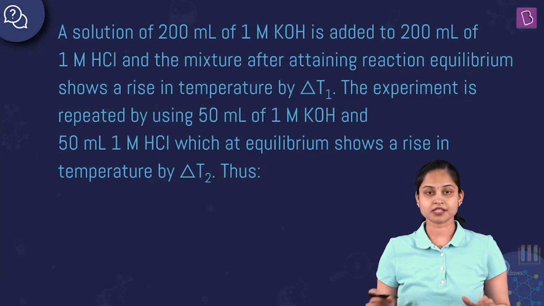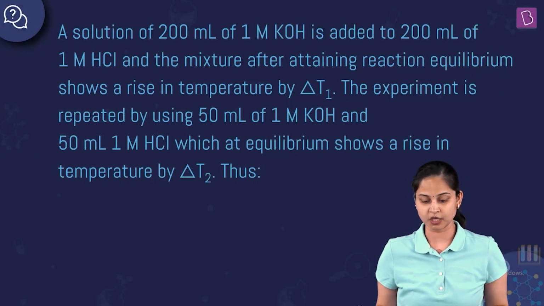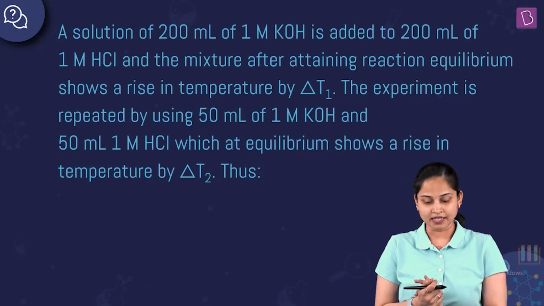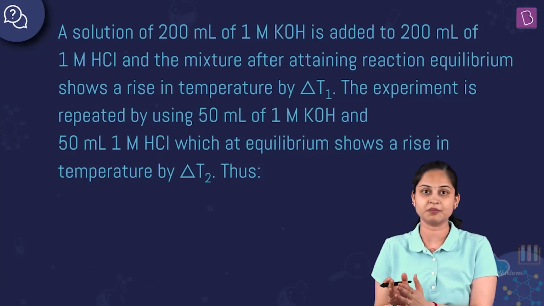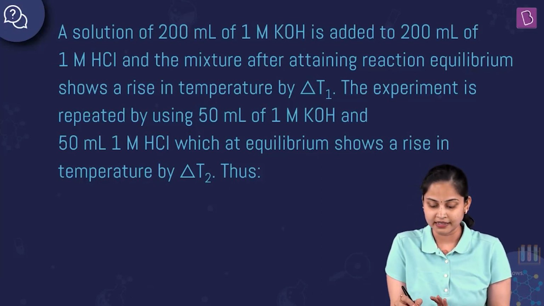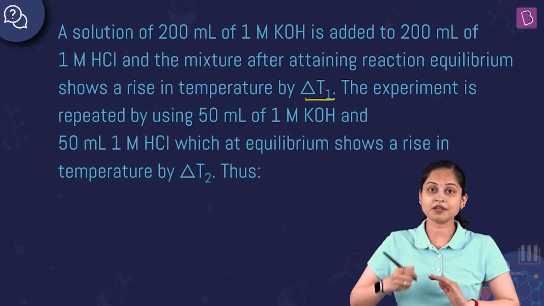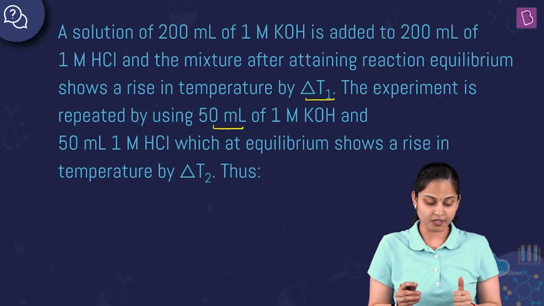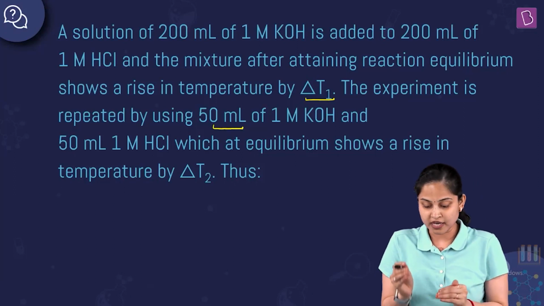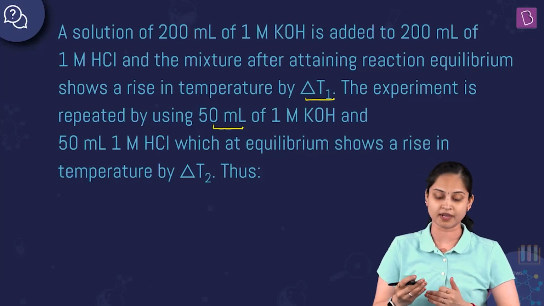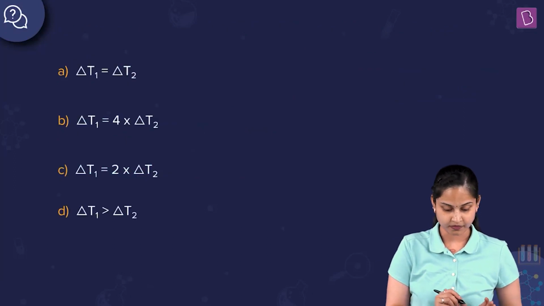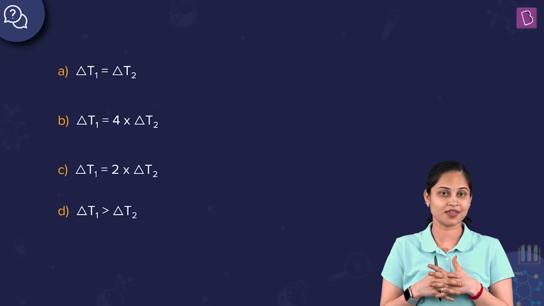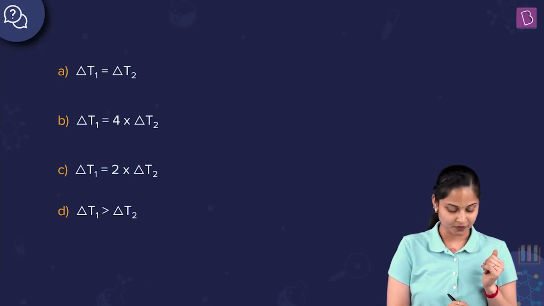The question here is, a solution of 200 ml of 1 molar KOH is added to 200 ml of 1 molar HCl, and the mixture after attaining reaction equilibrium shows a rise in temperature by delta T1. The experiment is repeated by using 50 ml of 1 molar KOH and 50 ml of 1 molar HCl, which at equilibrium shows a rise in temperature by delta T2. Thus, which particular option is the right option? That means which particular expression and relation given to us is the right relation. We need to find out.